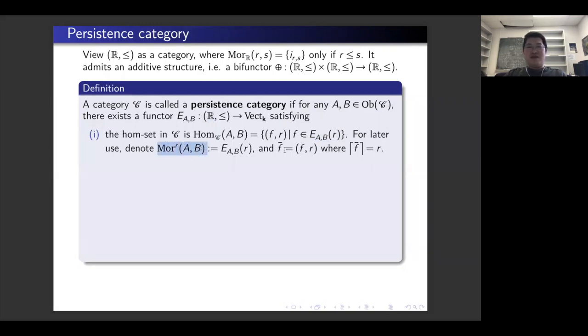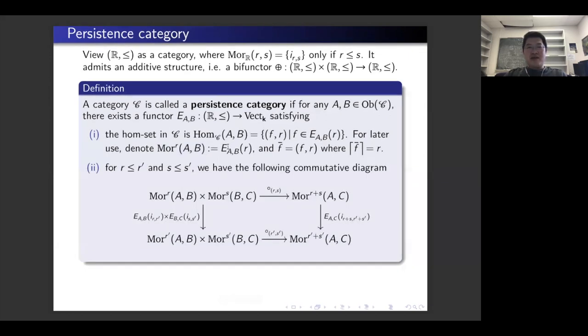You should view this as like a sub-level set. Okay, and then the pair is more concisely denoted as a bar of f, and there's a ceiling function that tells you exactly at which level R you're looking at this element. So for those people who know what a persistence module is, this is basically the hom set being a persistence module. Okay, then in a category, you need composition, right? So what does this composition mean? It is just a composition. It's nothing mysterious, but you should be careful about this filtration.